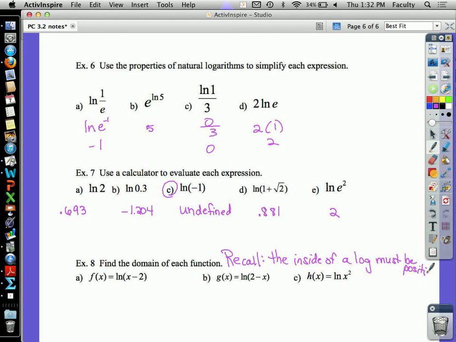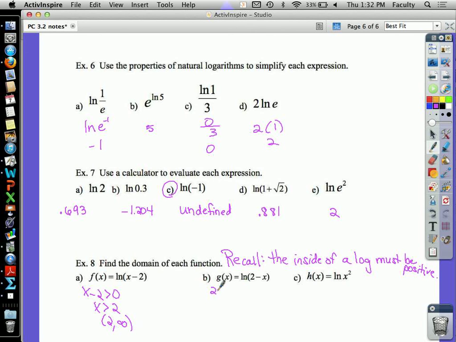Okay, let's refresh our memory here just from the beginning of the lesson. The inside of a logarithm must be positive. So it doesn't mean x has to be positive. It means the result of the inside has to be positive. So in letter A, if I want to find the domain, you set the inside greater than 0. So x is greater than 2, or in interval notation, that's parenthesis 2, comma, infinity.